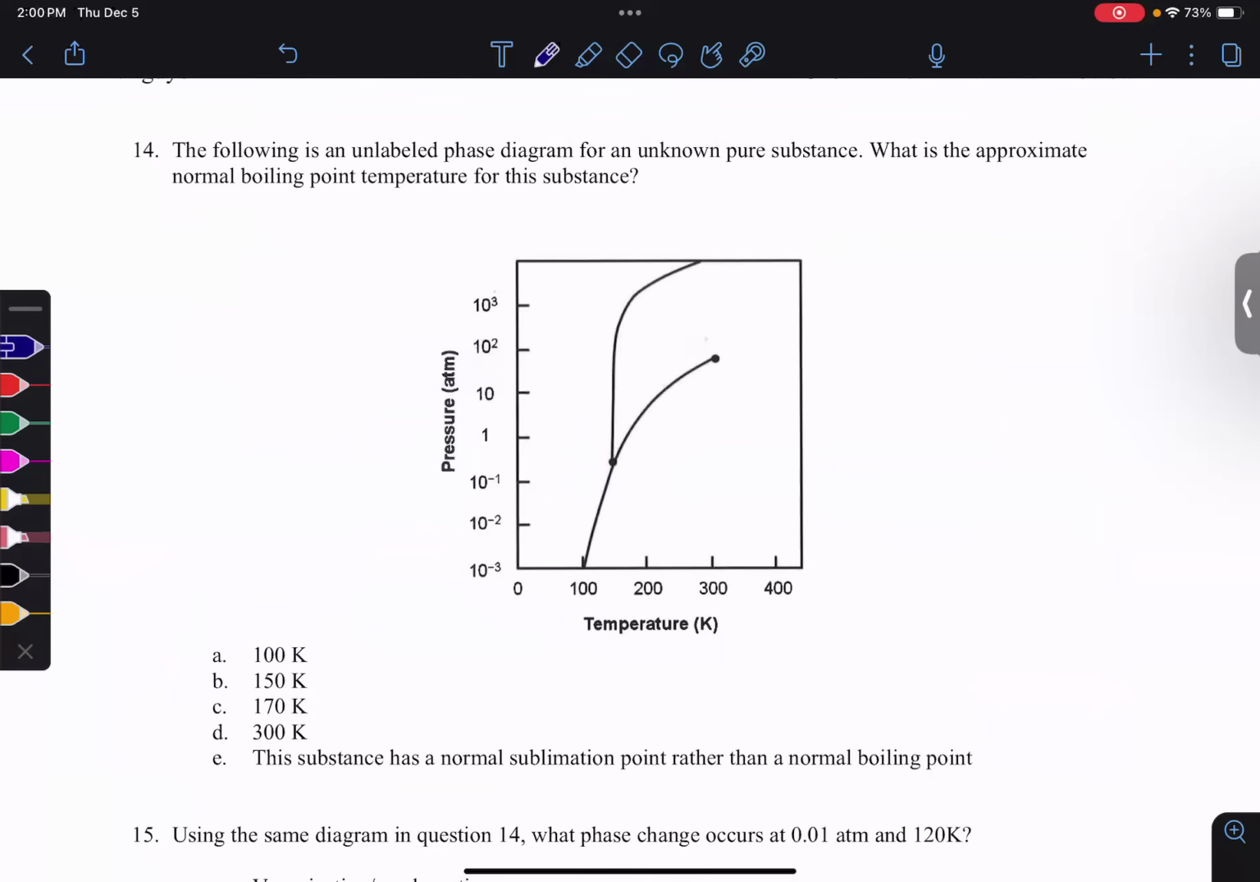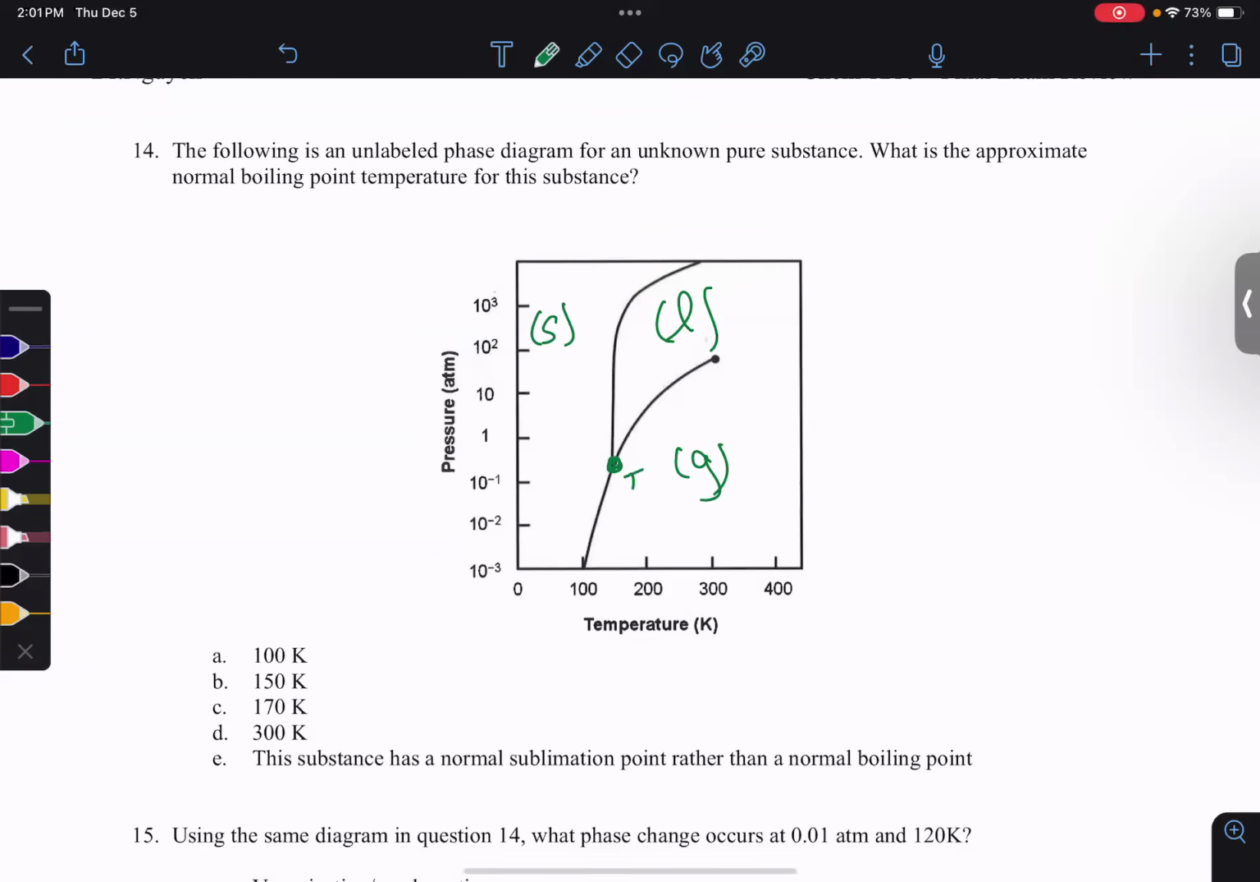All right, so the following is an unlabeled phase diagram. What's the approximate normal boiling point temperature for this substance? So when given a phase diagram like this, the bare minimum you need to know are the regions. What region is this? Solid, very good. What region is this? Liquid, and then the last one's gas. Yes, all right, perfect. The points you need to know right here, this is your triple point. This is the point where your solid, liquid, and gas all exist at the same time. It only happens at one specific pressure temperature combo.